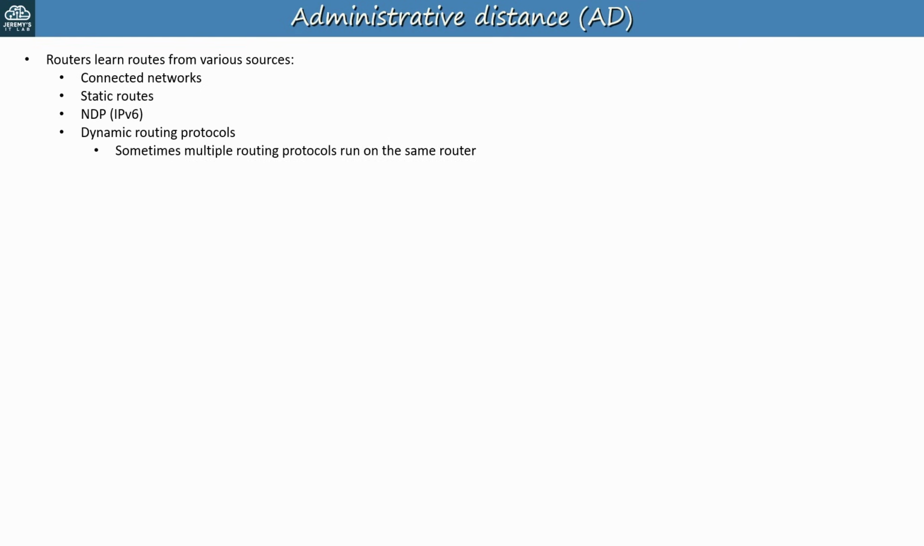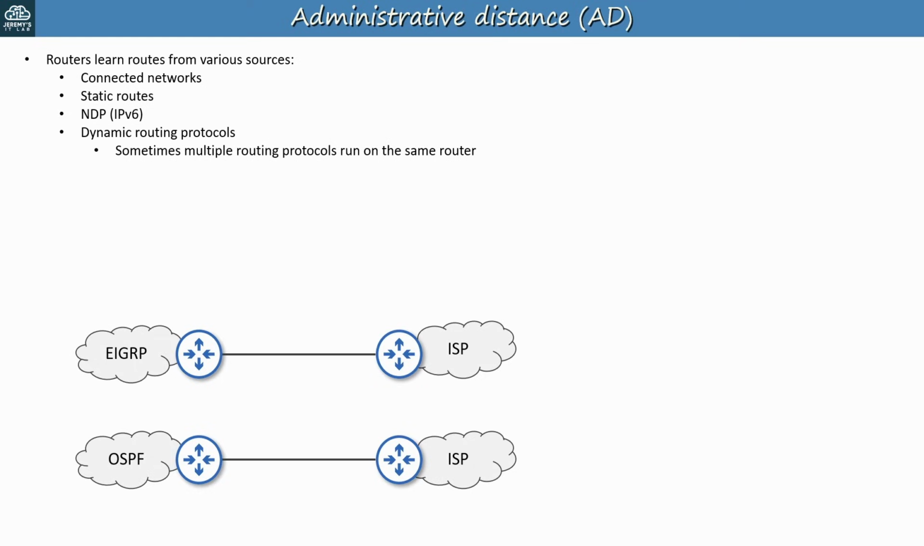Let's look at each type of route selection in more detail, starting with control plane route selection via AD and metric. First, AD. Routers learn routes from various sources. For example, connected networks, static routes, IPv6's neighbor discovery protocol, and dynamic routing protocols. And sometimes, multiple routing protocols run on the same router. Let's look at an example. We have 2 separate networks, one running EIGRP and one running OSPF. Both are connected to an ISP.